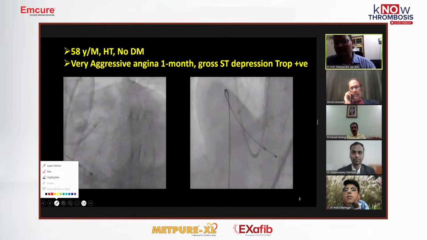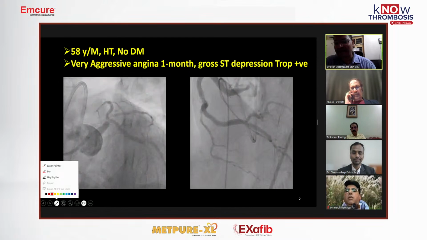Cost issues are there, Dr. Mukul. That is another practical issue. IVL therapy is a little costlier. Definitely. Thank you.